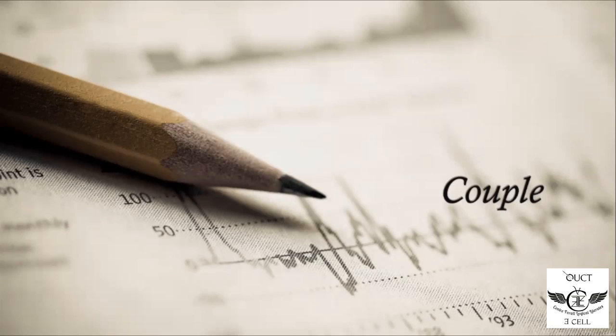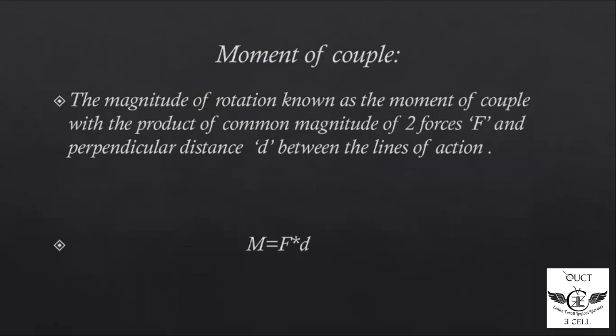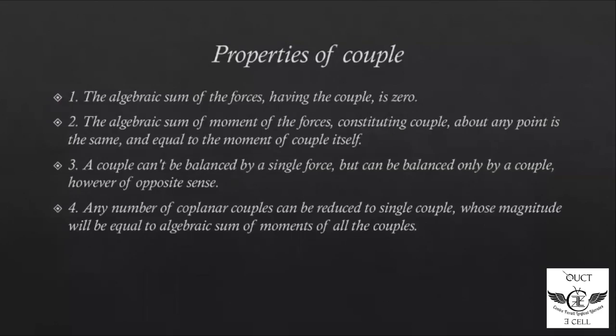Last topic is couple. Two non-collinear parallel forces of equal magnitude and in opposite direction form a couple. It is a special case of parallel forces which produce the rotatory effect on a rigid body, as shown in the figure. Moment of couple. The magnitude of rotation, known as the moment of couple, is the product of the common magnitude of the two forces, which is F, and the perpendicular distance d between the lines of action. And M is equal to F into d.